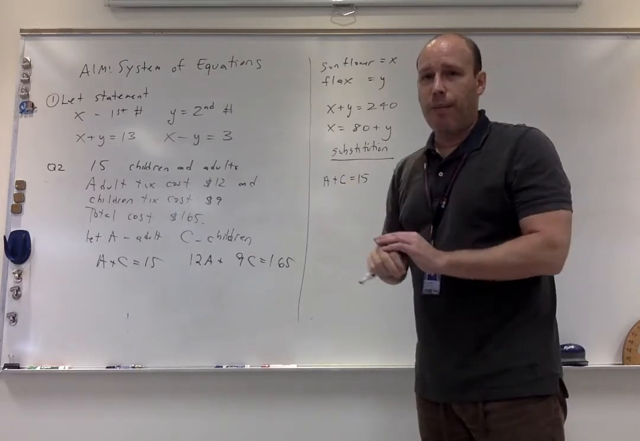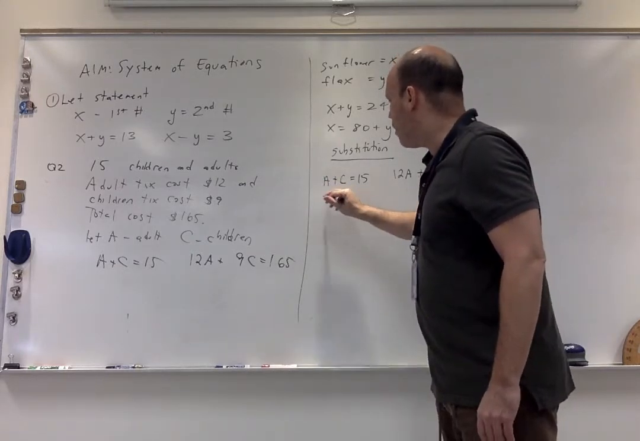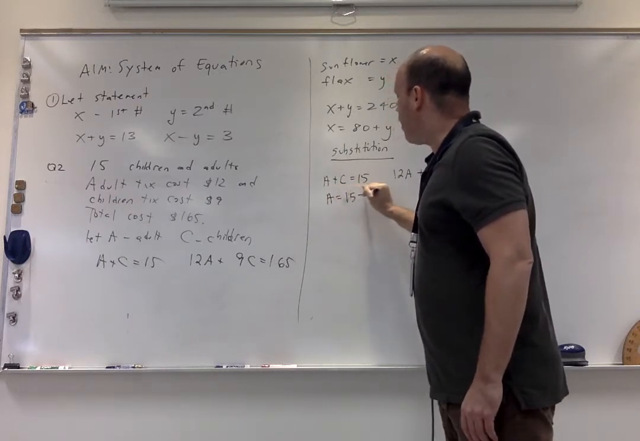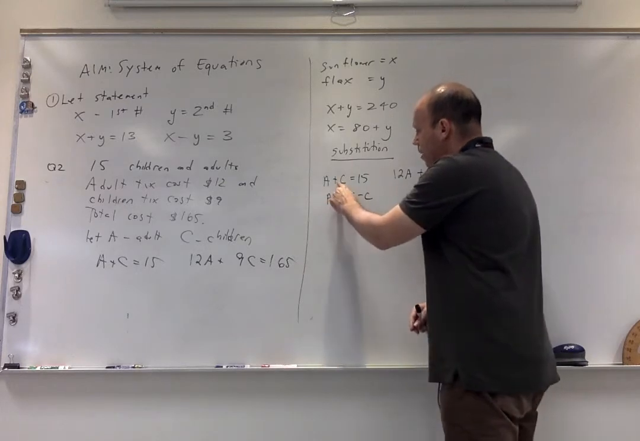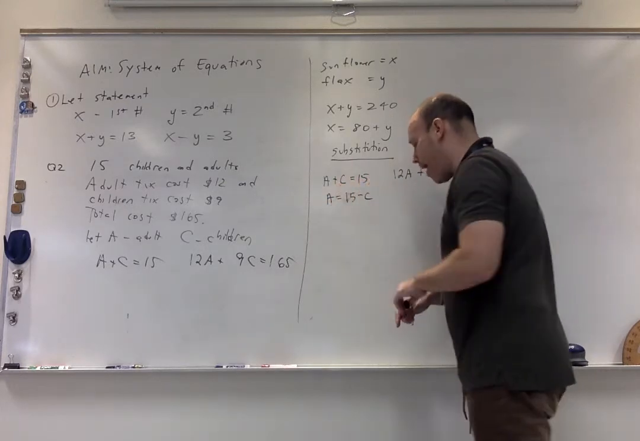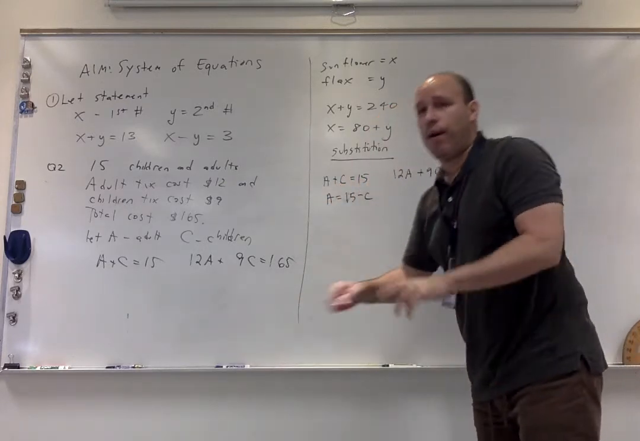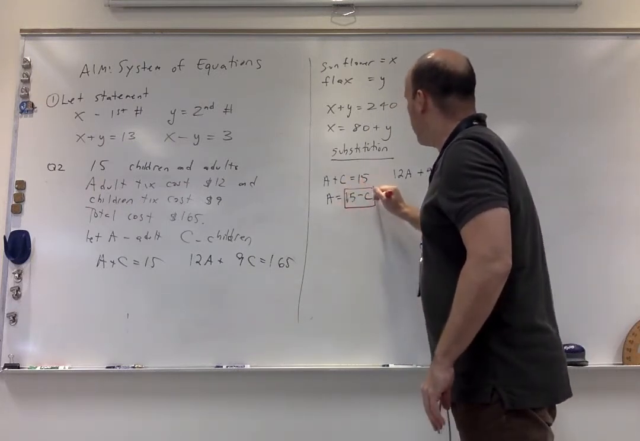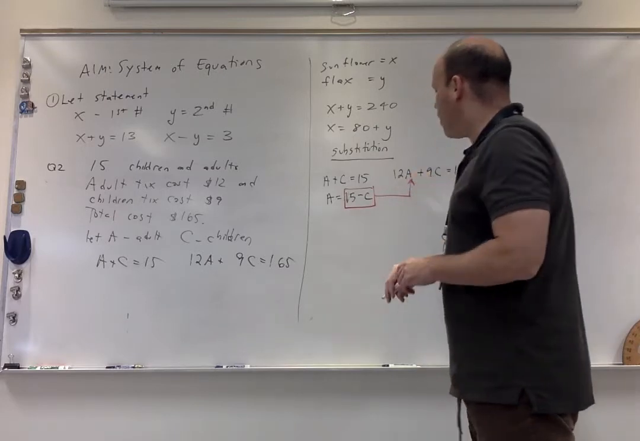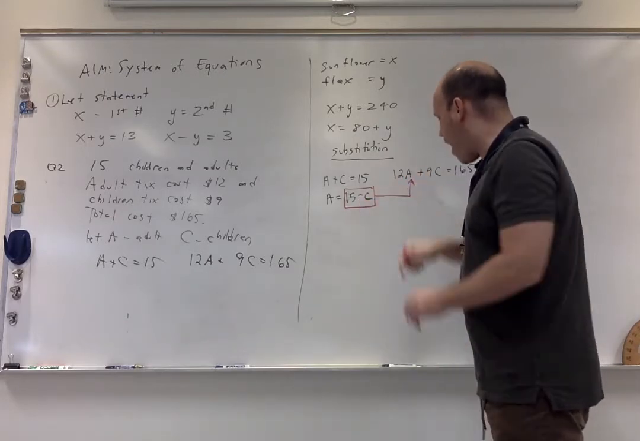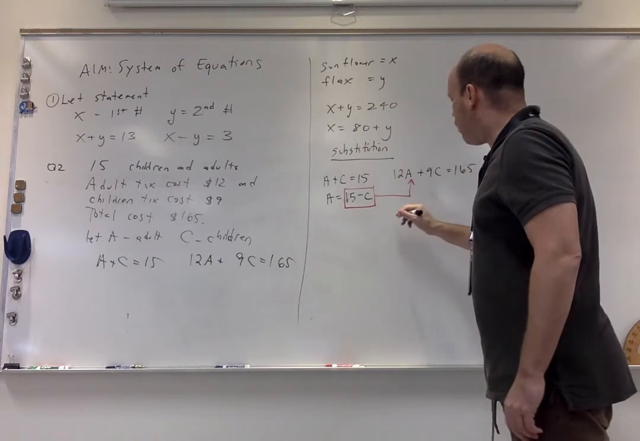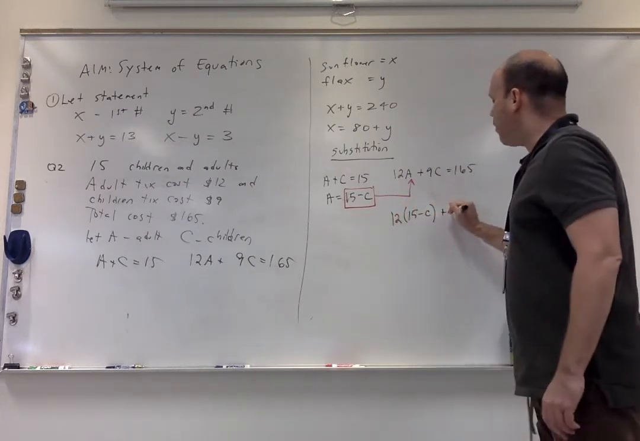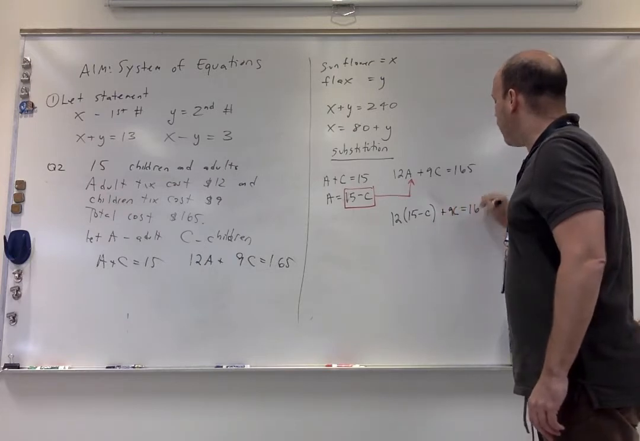Okay, the first thing I'm going to do is solve for A. So A is equal to 15 minus C, because if it's positive on the left, it's negative on the right. And then I'm going to stick 15 minus C in for A. I'm going to get my new equation, which is 12 times (15 minus C) plus 9C equals 165.